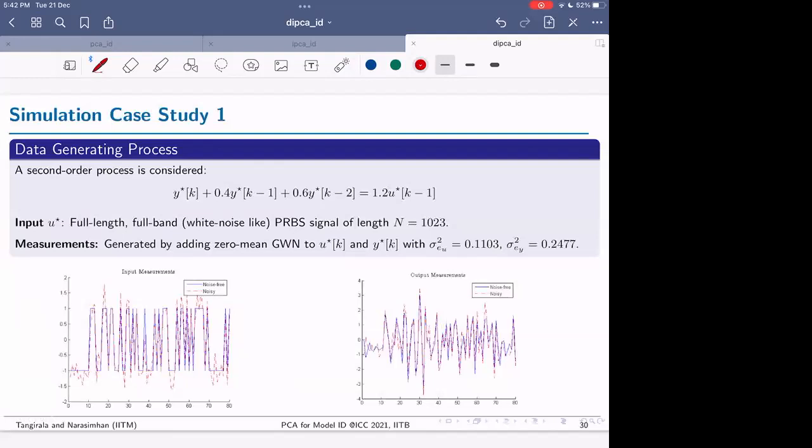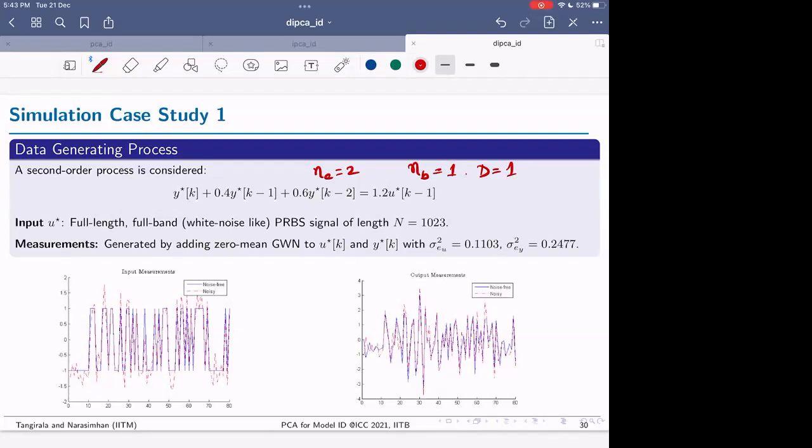So a couple of case studies and I'll close my talk. The first case study is a very simple one. Both case studies are there in our original paper on DIPCA. So NA is 2 here and NB is 1, delay is 1. Once again, we use a full length white noise like PRBS. You can use a band limited PRBS also, as long as the excitation requirements are satisfied and your excitation is within the bandwidth of the system, there should be no issues.